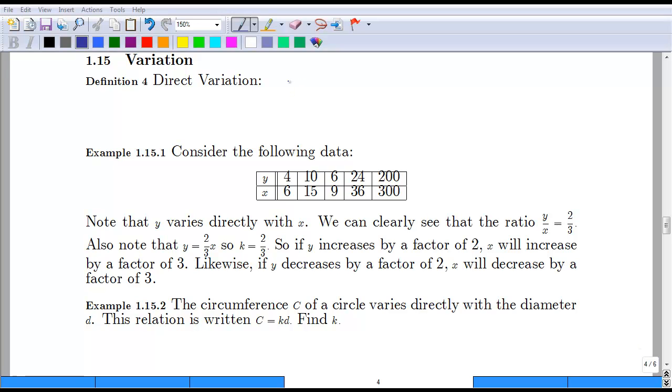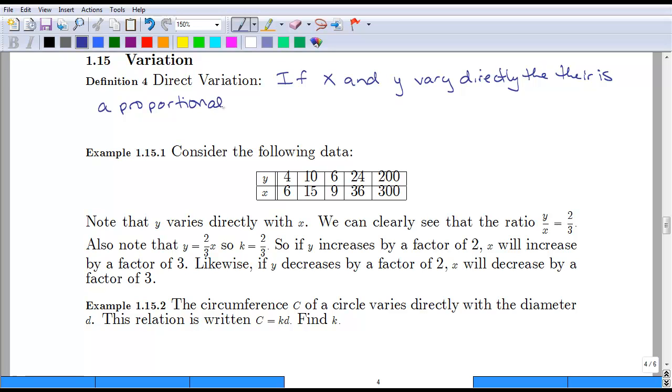before. Direct variation says that if x and y vary directly, then there is a proportionality constant k such that k equals x divided by y.